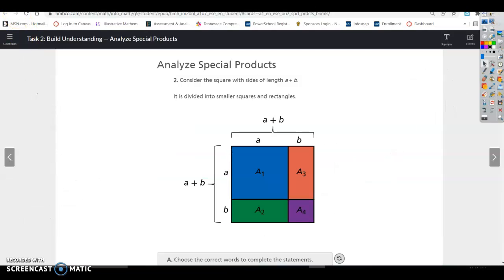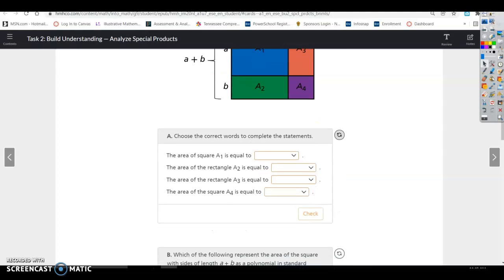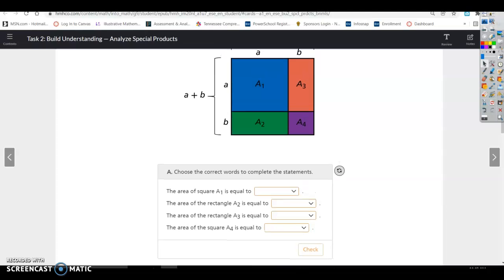Lesson 15.3, task 2. All right, so we are analyzing special products. So here's another special product to consider. Consider the square with sides of length a plus b. It is divided into smaller squares and rectangles. So you've got a plus b times a plus b, because we know that a square has equal side lengths all the way around. All right, so it says choose the correct words to complete the statement.